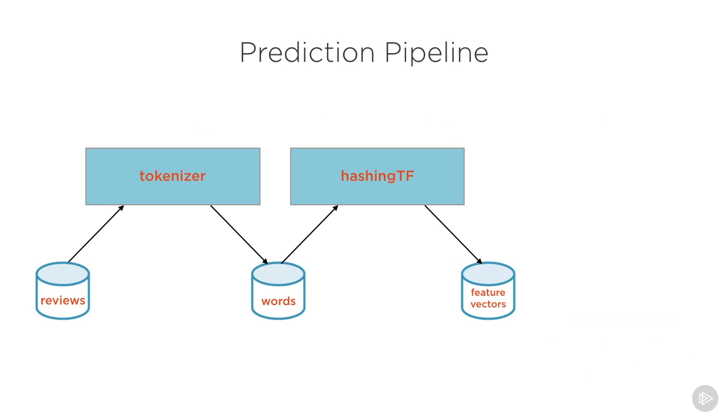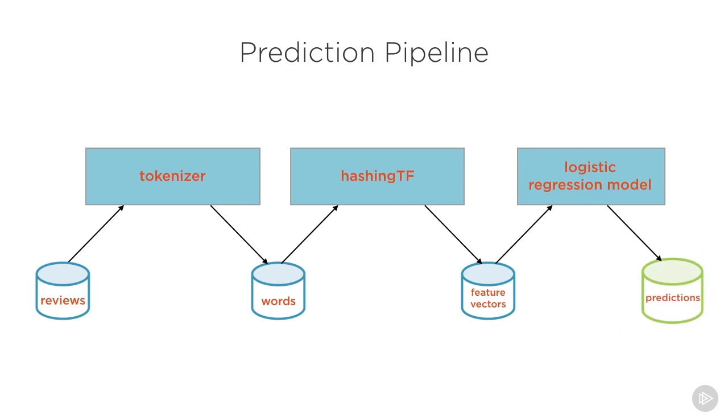Now that we've understood the training pipeline, we can move on to a discussion of the prediction pipeline. At this point, we have a fully trained logistic regression machine learning model. The prediction data that we pass into our fully trained model for prediction goes through the same stages as the training data. The reviews are first tokenized into words and then hashed to form feature vectors. These feature vectors are then passed to our logistic regression model, which will then give us predictions at its output.